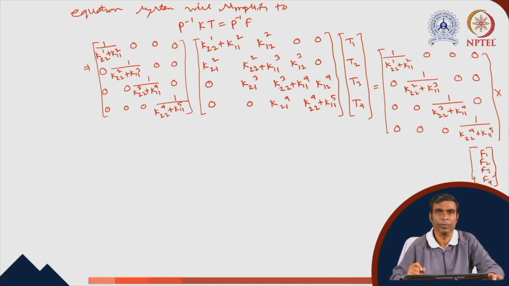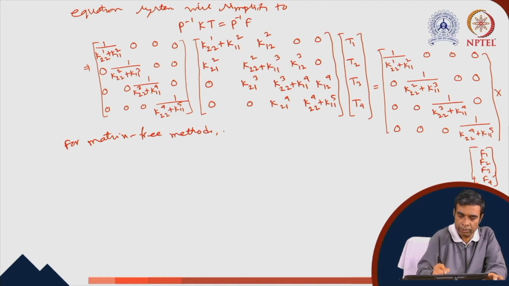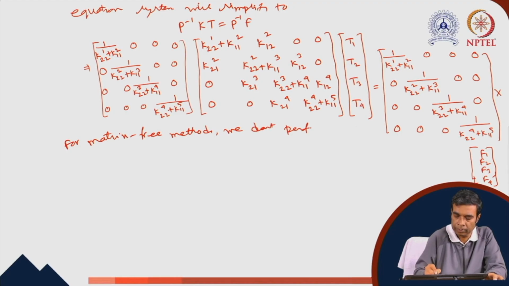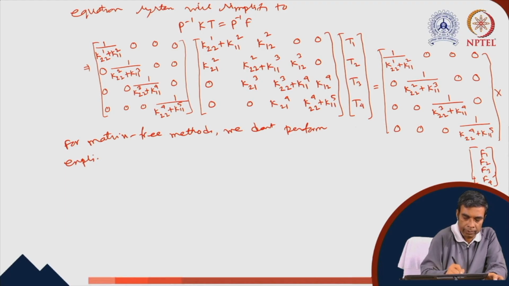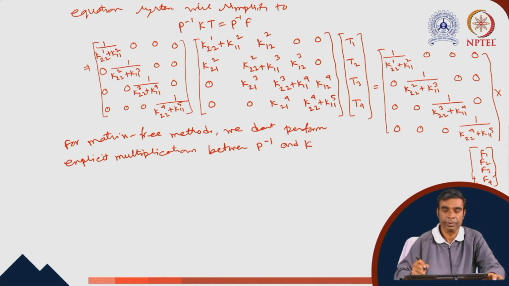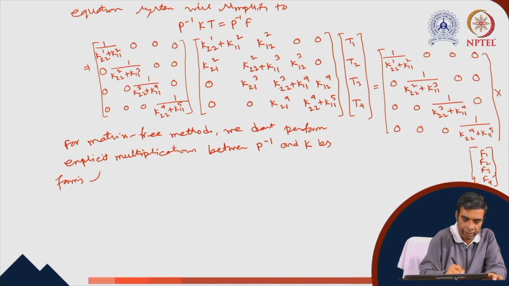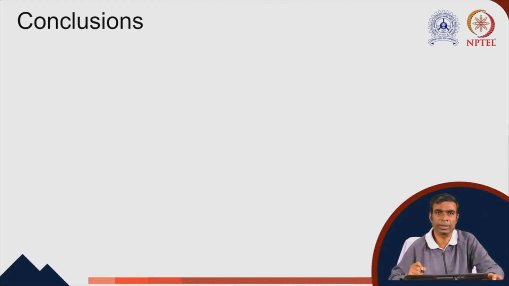We should remember here that we actually never perform an explicit product between this P inverse and K. For matrix-free methods, we do not perform explicit multiplications between P inverse and K by forming the full matrices. I conclude today's class here.